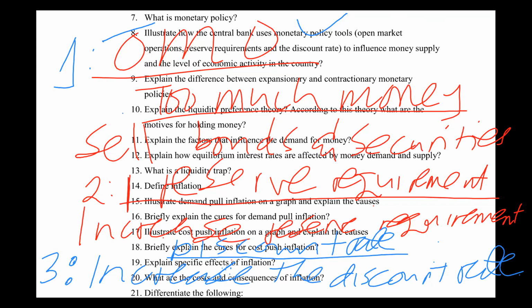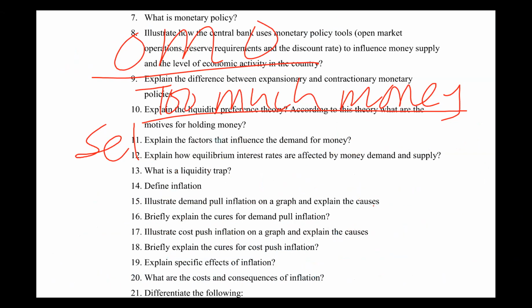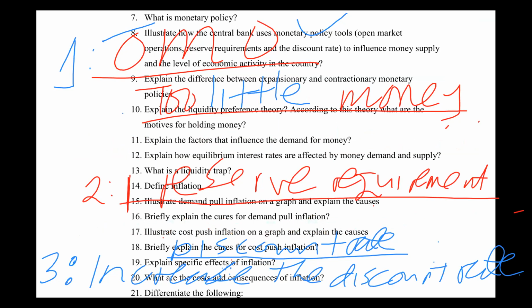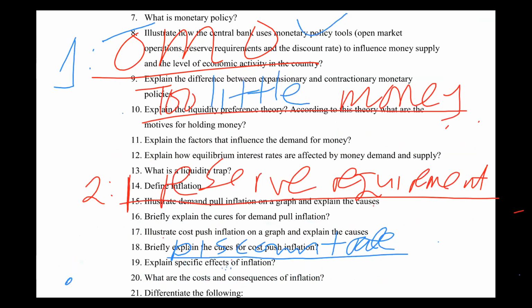Okay. So now let's take the other scenario. There was too much money. Now let's say we have too little money in supply. That is the other scenario we have. So what happens? How does the central bank use these tools? There are three of them, as you can see. How does the central bank use these tools to start with?